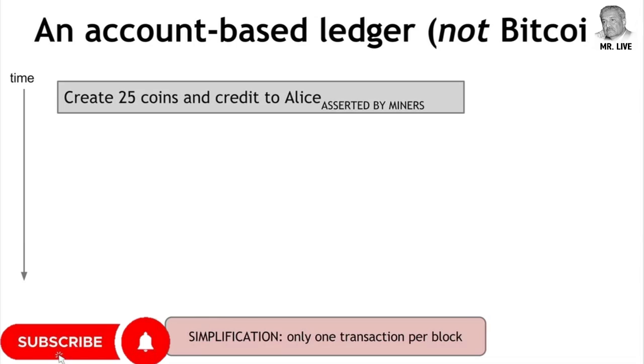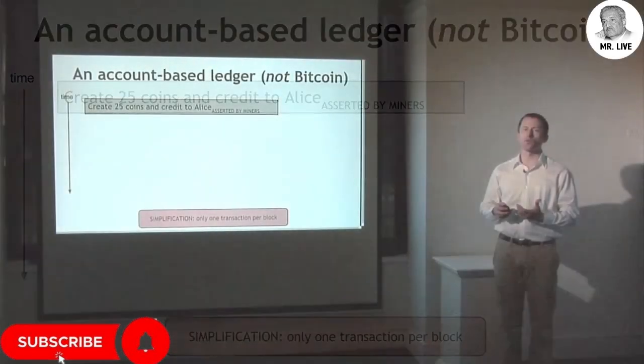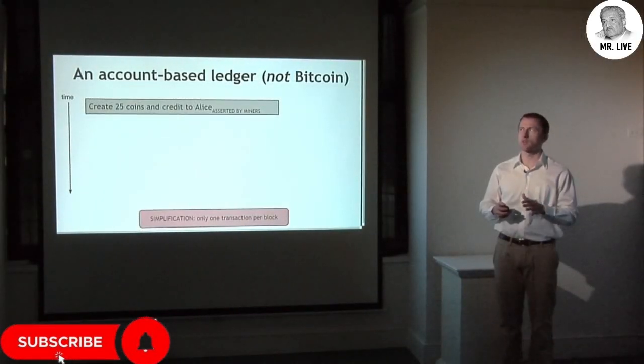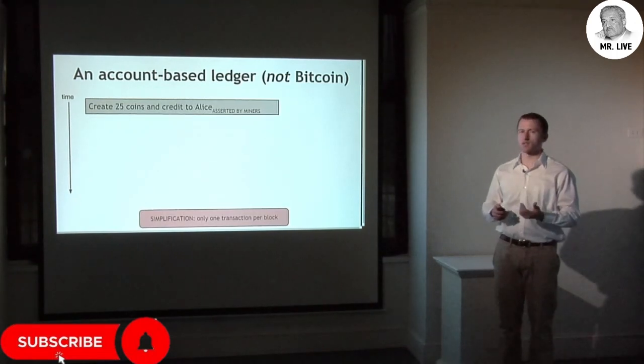We're going to take a simplified model here where instead of having blocks we just have individual transactions being added to the ledger one at a time. So how can we build a currency this way? The first model you might think of, which is actually a lot of people's mental model for how Bitcoin works, is an account-based system.